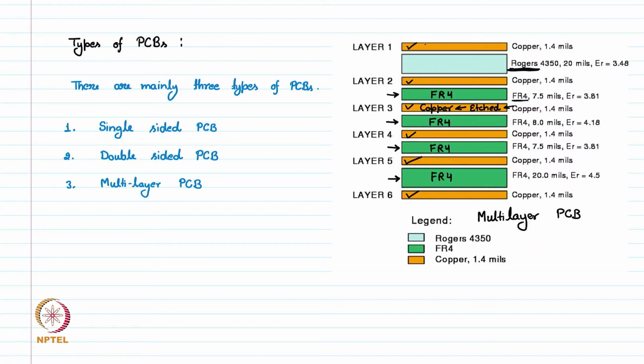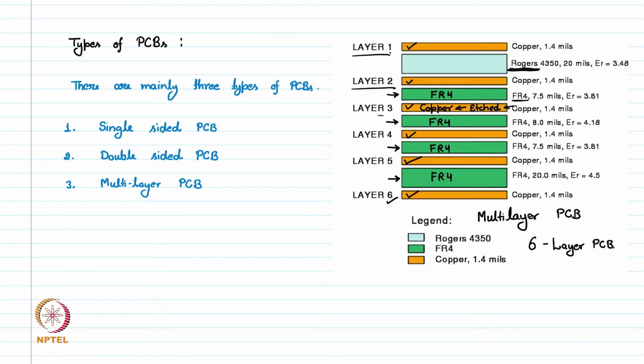We have multiple layers of copper to connect. This is layer 1, layer 2, layer 3. So for example, this is a 6-layer PCB. You have 1, 2, 3, 4, 5, 6 layers of copper. So this is a 6-layer PCB, or we generally call it a multi-layer PCB.